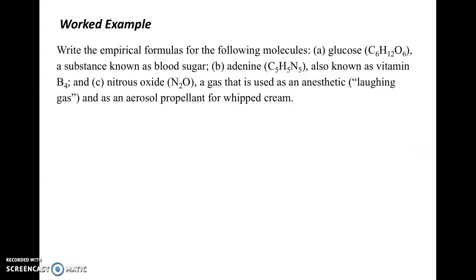All right, so here's an example, right? The empirical formulas for the following molecules. If you look at glucose, C6H12O6, you pick up the largest common denominator, the least common denominator. They're all multiples of 6. And so you'd have CH2O. Adenine, they're all 5s. And nitrous oxide is N2O.